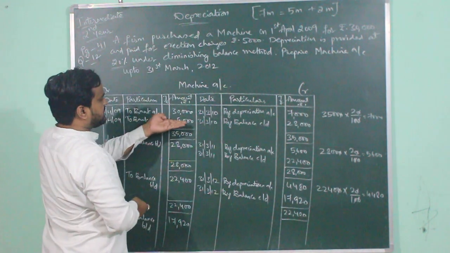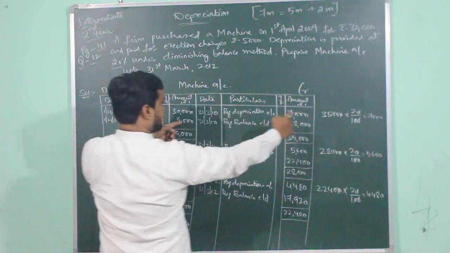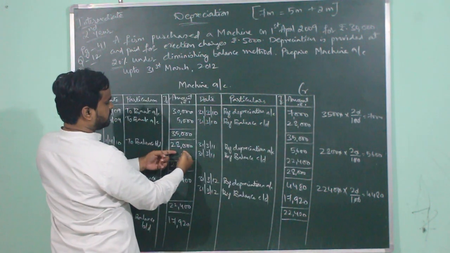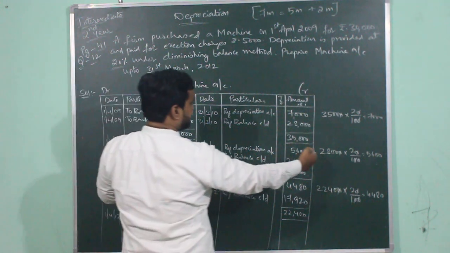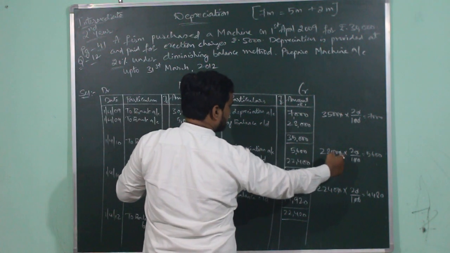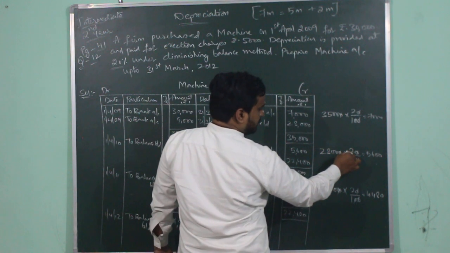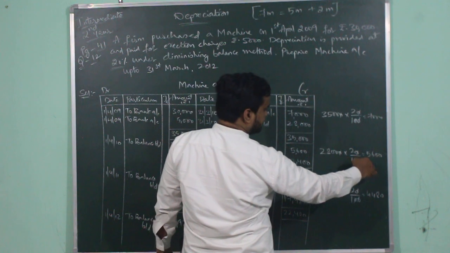So in the first year the book value was 35,000, so we calculated depreciation on 35,000, whereas in the second year the value of the machinery has come down to 28,000, so we will be calculating depreciation on 28,000. 28,000 into 20 divided by 100, the zeros get cancelled. 2 8s are 16, 2 2s are 4 plus 1, 5,600.